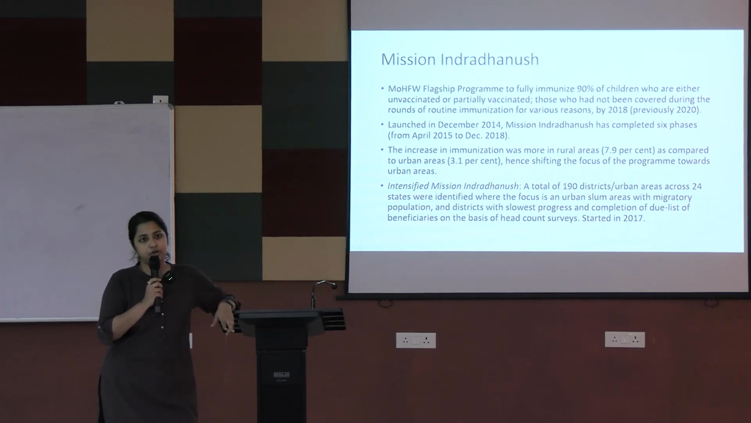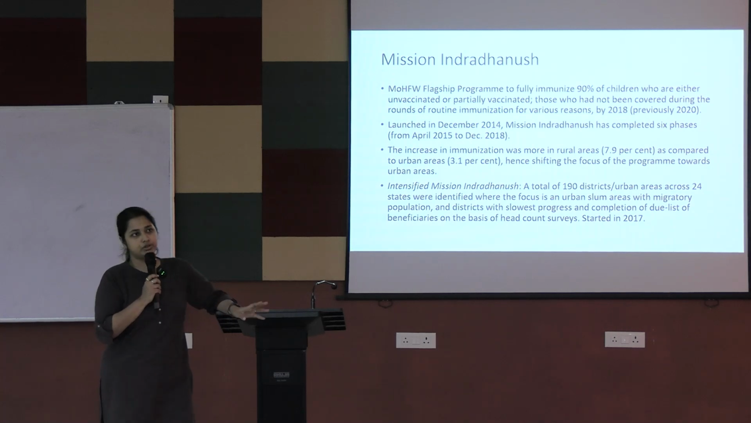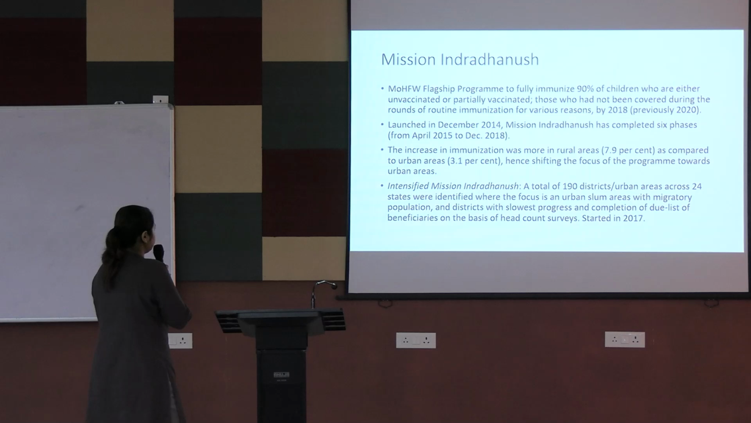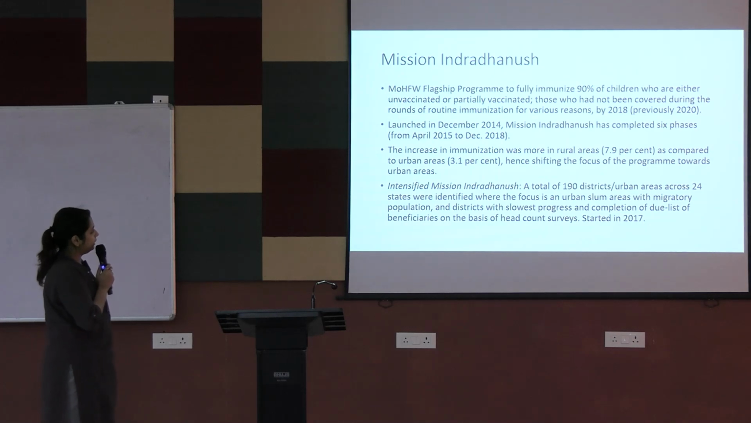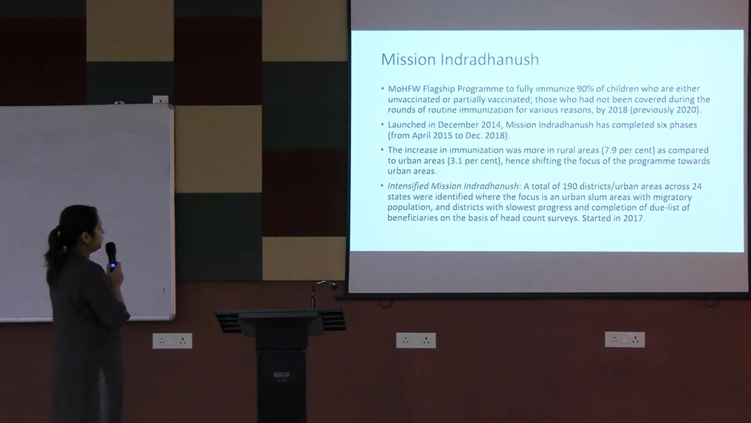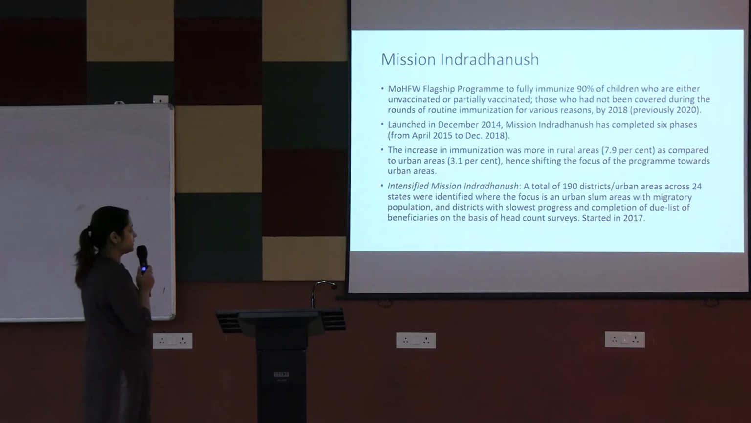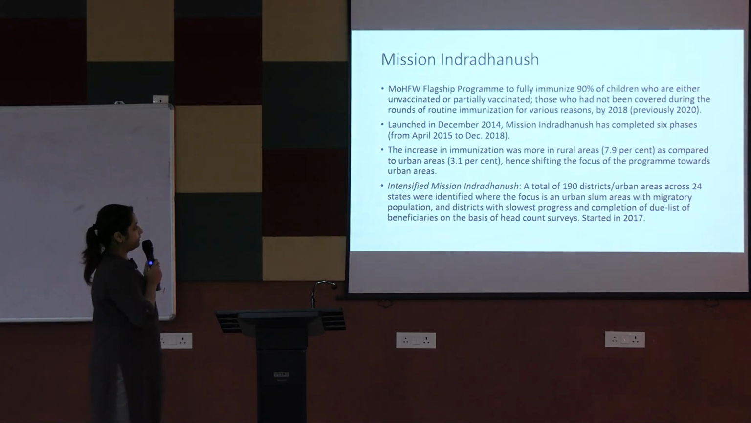But on receiving the second dose, the child had 98% and above immunity, seroconversion. So until they received the second dose of measles, they did not have the full capacity to fight against measles. And the second dose got missed a lot. Basically, to prevent that, to make everyone get the second dose of measles, and to also target other vaccine preventable diseases, Mission Indradhanush was started. It is a Ministry of Health and Welfare flagship program to fully immunize 90% of the children who are either unvaccinated or partially vaccinated, those who had not been covered during the rounds of routine immunization for various reasons, by 2018, previously 2020.